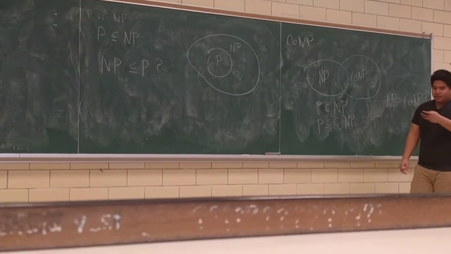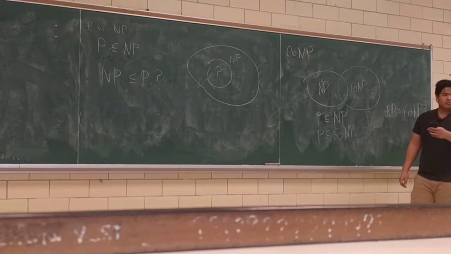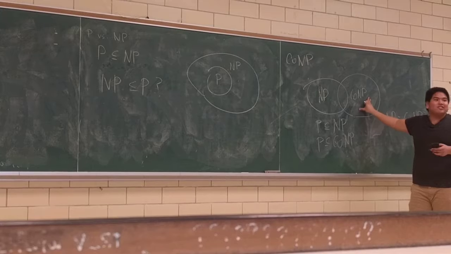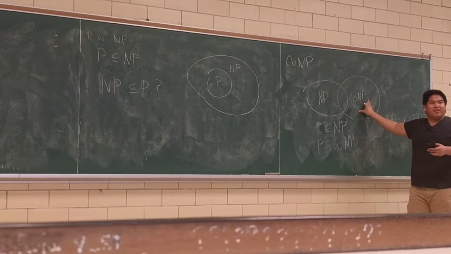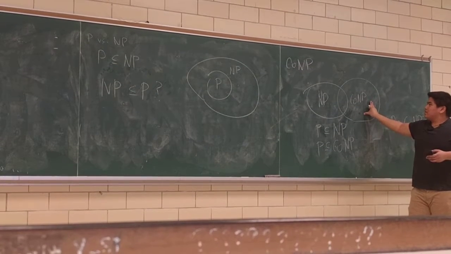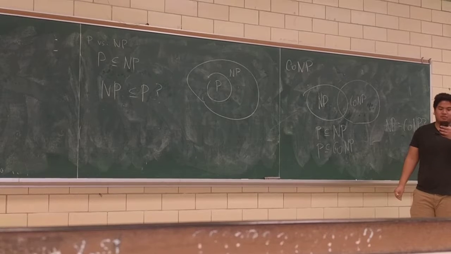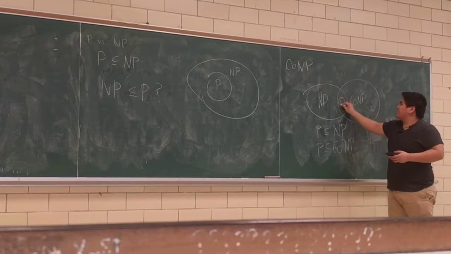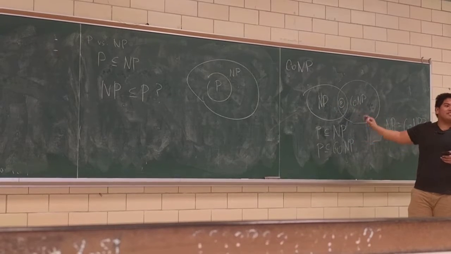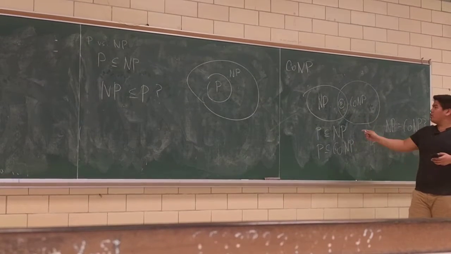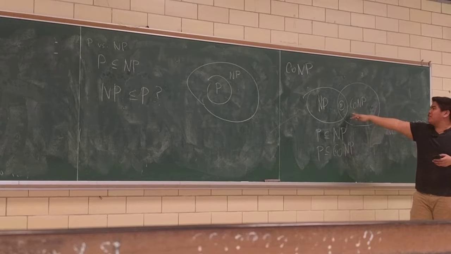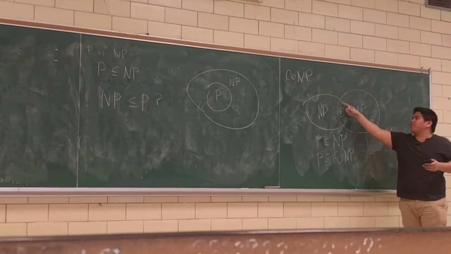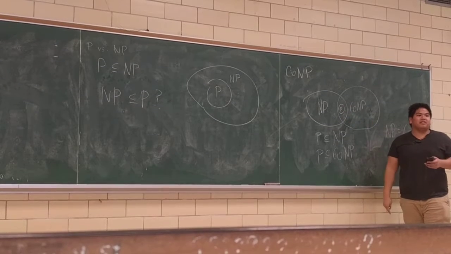Alright. Is co-NP intersect NP equal to P? I think the slides said no. No, it's not. We know it's guaranteed to intersect because of P, but there could be other problems in the intersection.